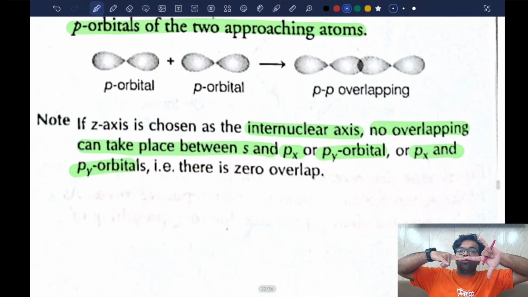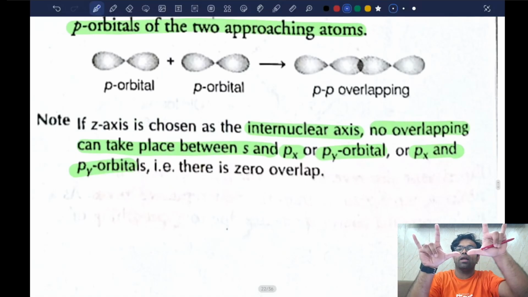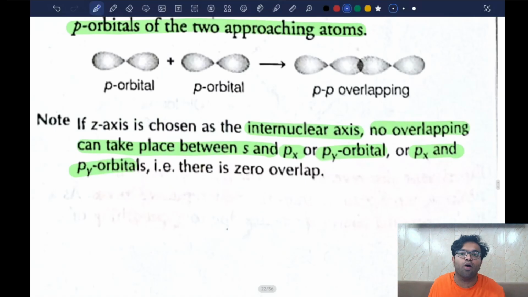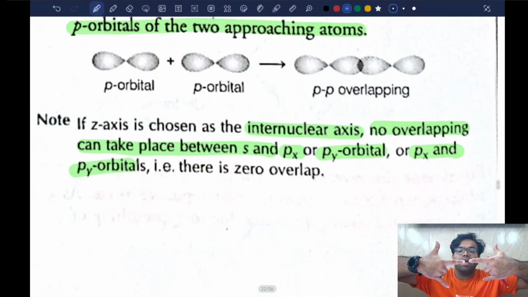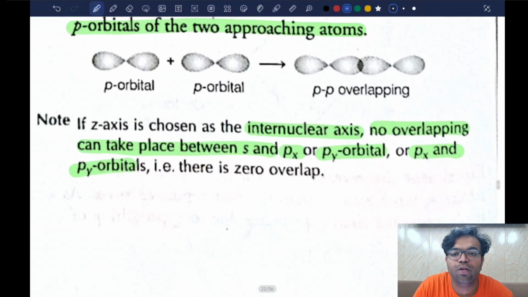The px and the py cannot overlap because the z is already overlapping. If the z is not overlapping, the same goes for any other type of bond. Can you understand this, Drupad? This is the z positive. This is also the z positive. My hand is also the z positive. So basically what is happening? I'm overlapping like this. So these two orbitals will not be able to overlap with each other. There won't be a head-on overlap between them.